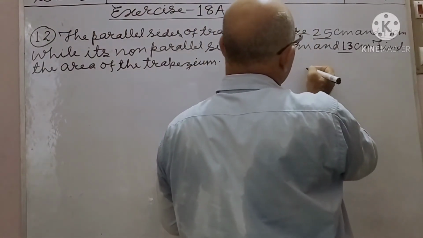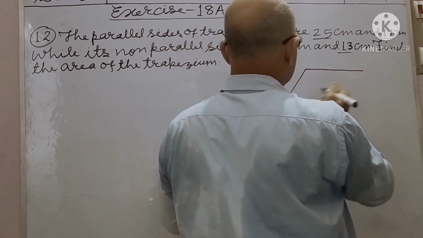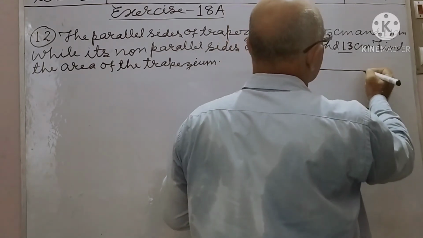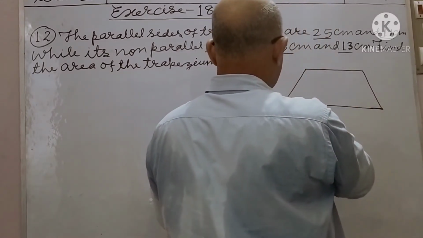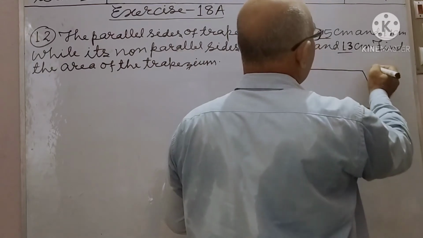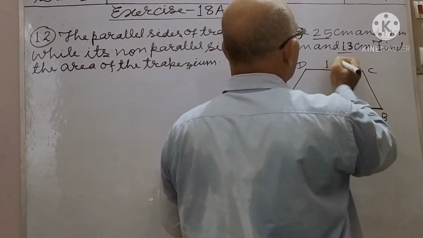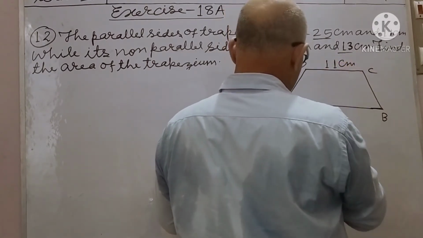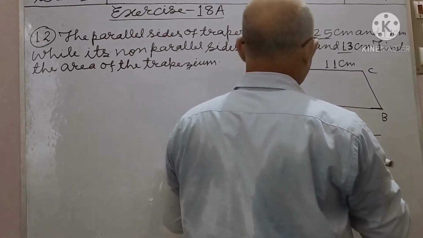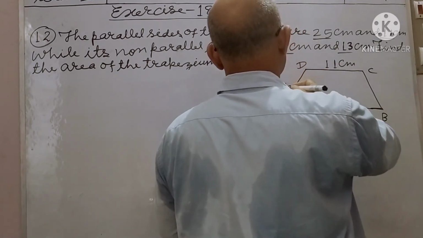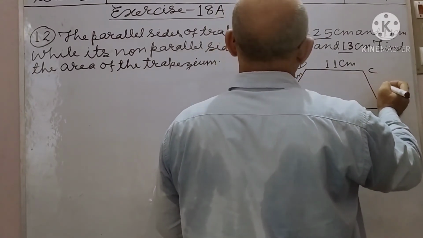Suppose ABCD be a trapezium. A, B, C and D. 11 cm, 25 cm, non-parallel sides 15 cm, and this side 13 cm.